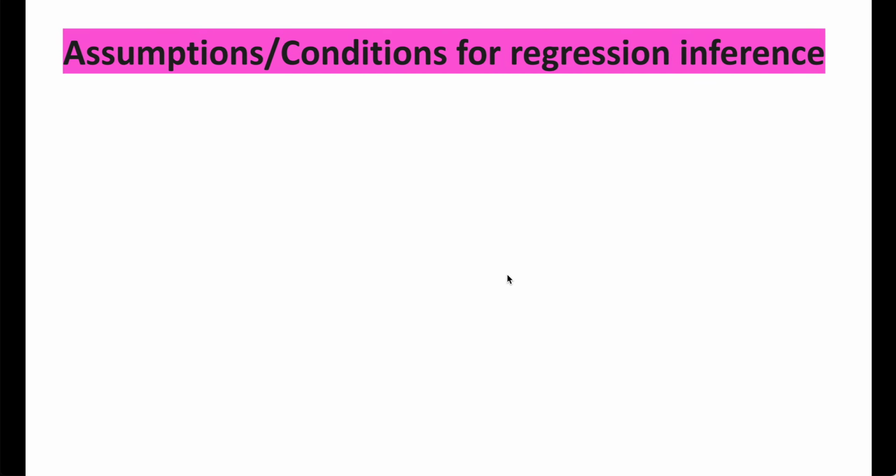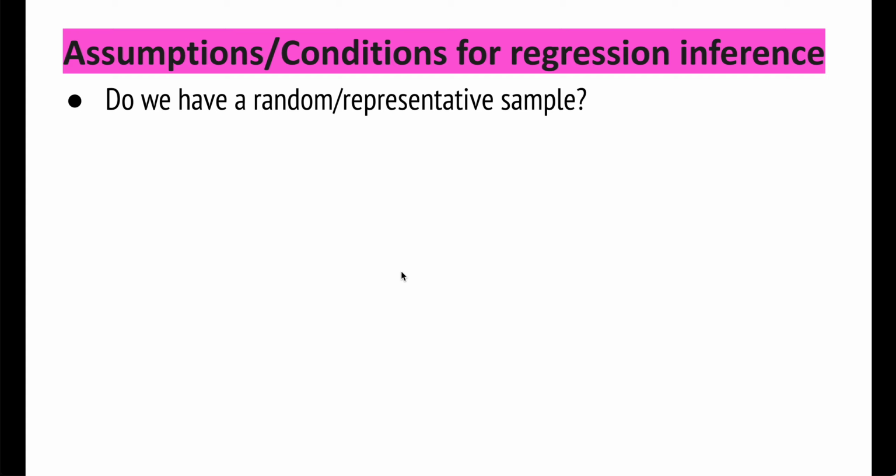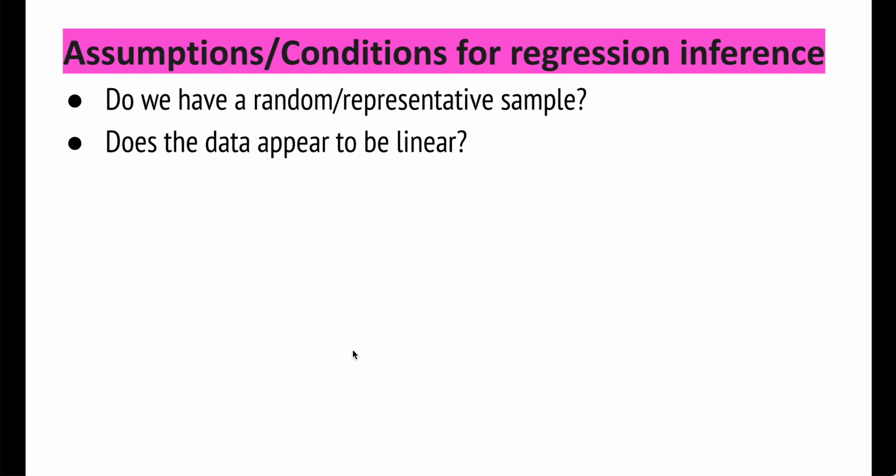So let's talk about assumptions and conditions real quick. We're not going to spend a lot of time on this, not because they're easy, but because they tend to be really complicated and involve information that we don't always have or can't get very easily. Just to go through them really quickly, obviously we want to check, is our sample of data random or representative? Does the data appear to be linear? If it doesn't appear to be linear in real life, we would not actually do a linear regression test or interval because that would be a waste of our time. So we do want to see that the data appears to be linear.